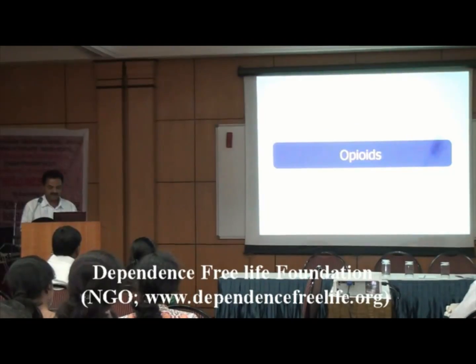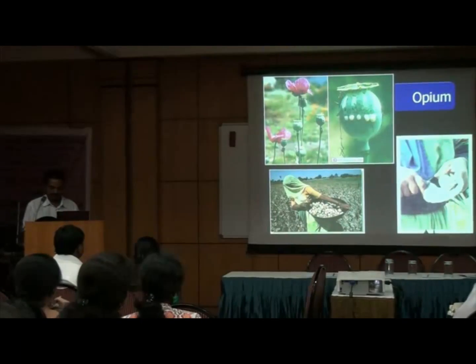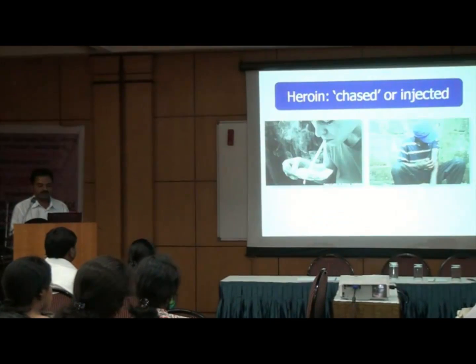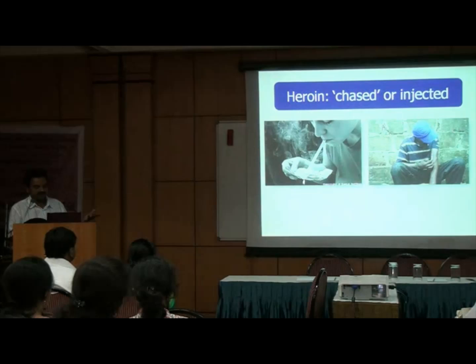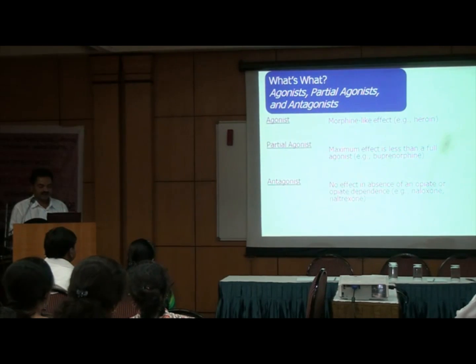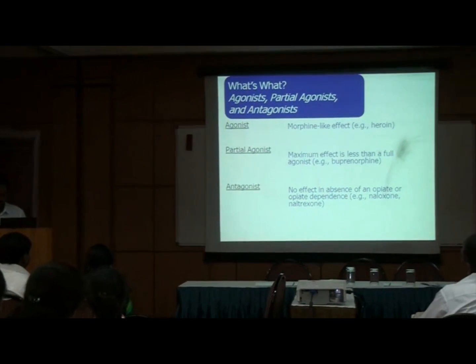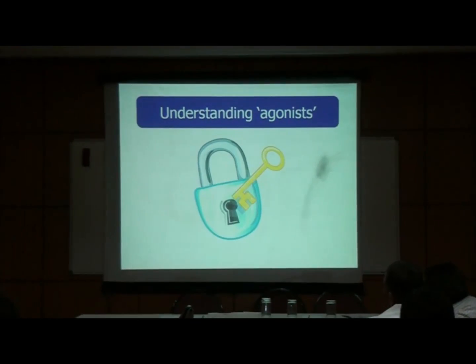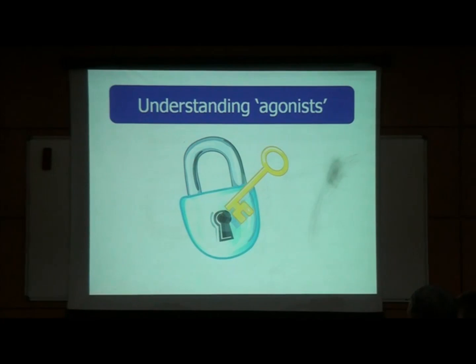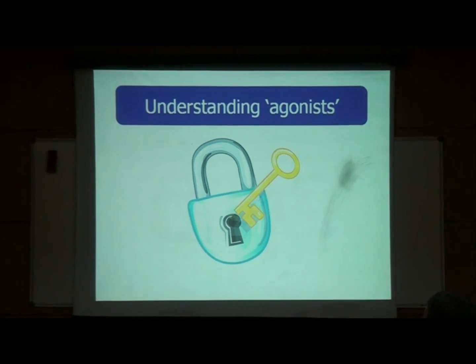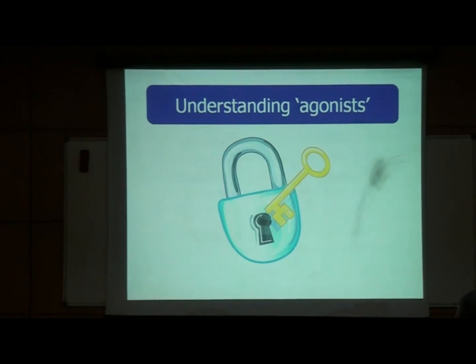So we have discussed very briefly what opioids are in the morning. We know the opium cultivation in India, how heroin, brown sugar or white sugar are extracted out of it. We know that it can be chased or injected. And then there are some agonists, partial agonists and antagonists. We have been talking since morning about this. For lay people from a non-medical background, what are agonists? Agonists act like duplicate keys.